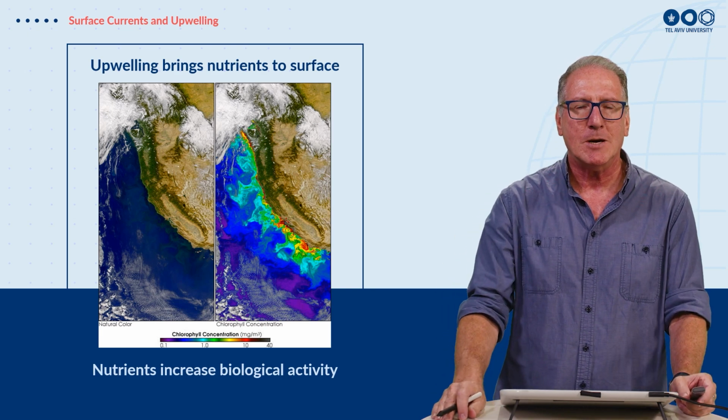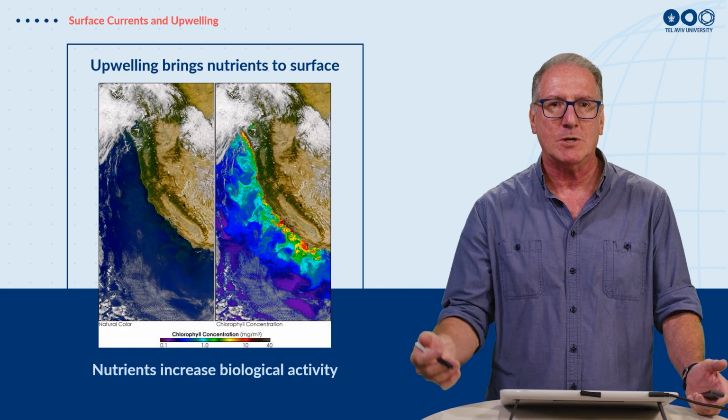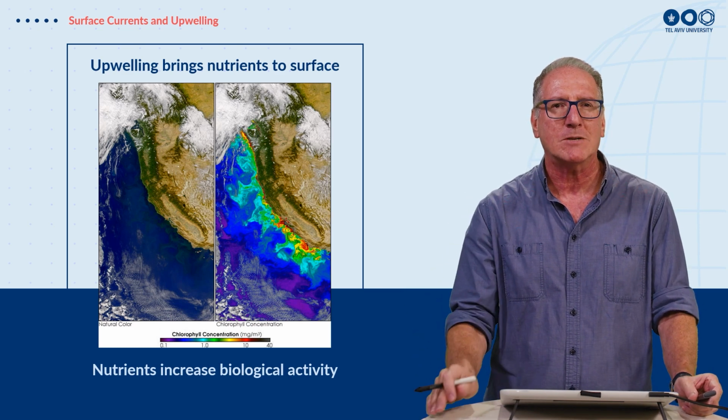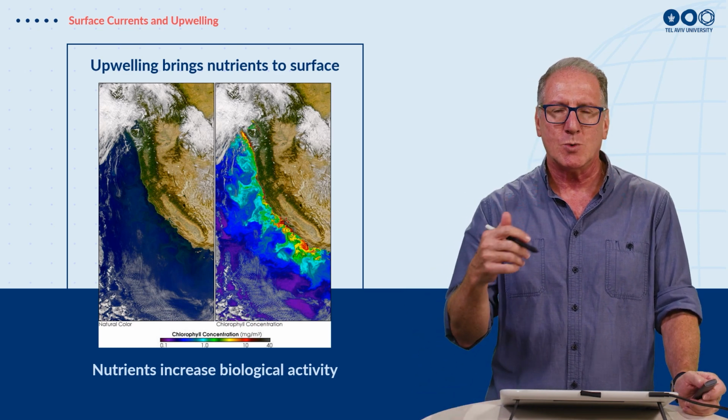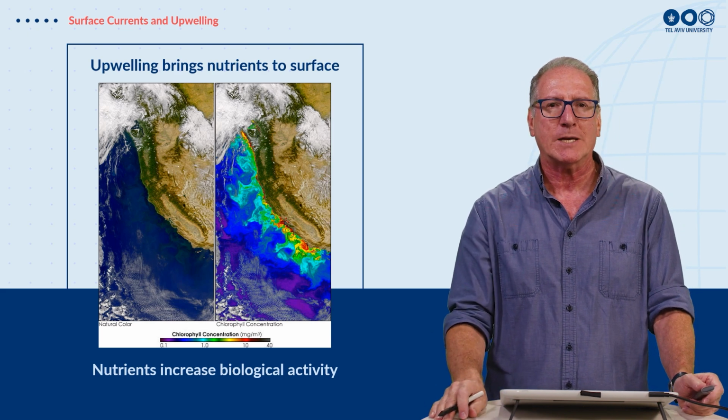And here we can see a picture on the left is a visible image where you don't see much. If you look very carefully, you may see a difference in the color of the water because we have lots of algae and phytoplankton here.